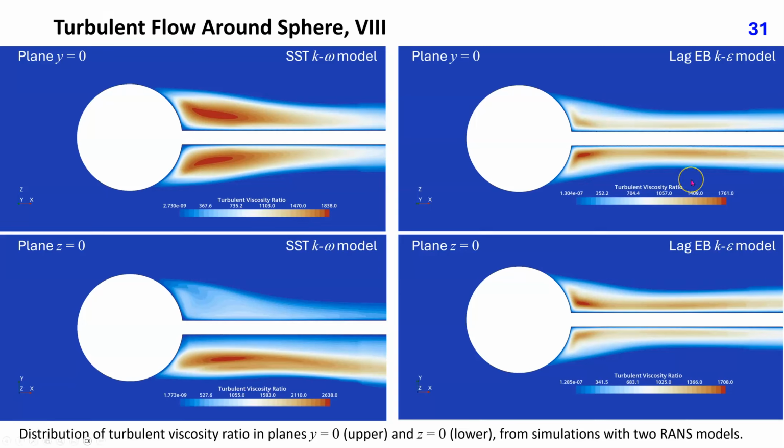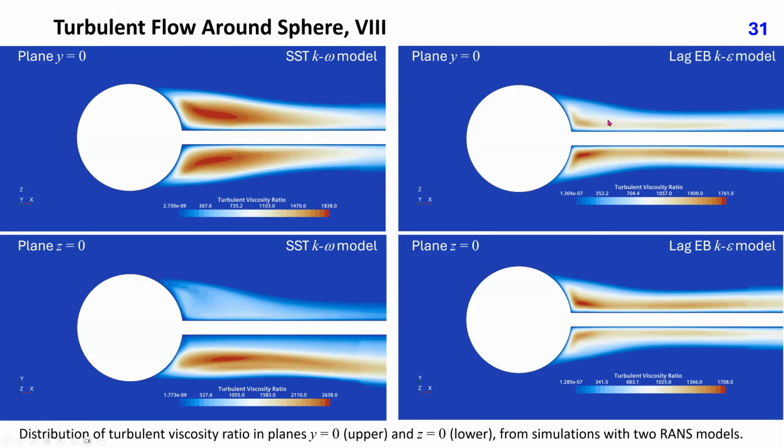This slide shows the turbulent viscosity ratio distribution in two coordinate planes, y equals 0 in the upper plots and z equals 0 in the lower plots, from computations with the SST k-omega model on the left and the Lag EB k-epsilon model on the right.